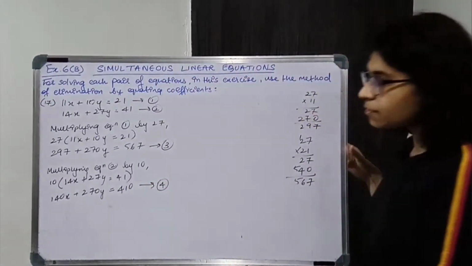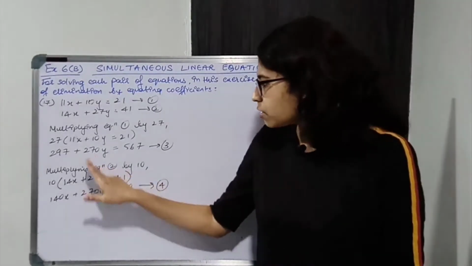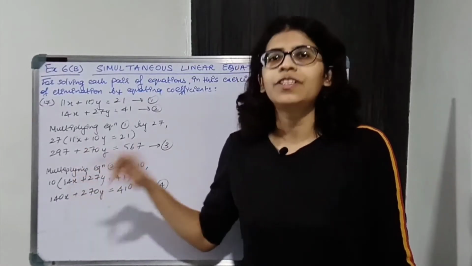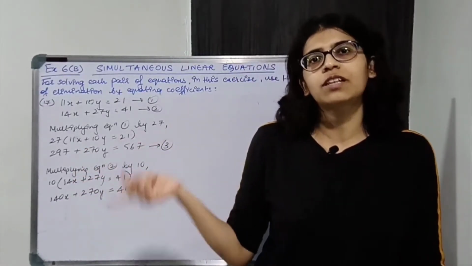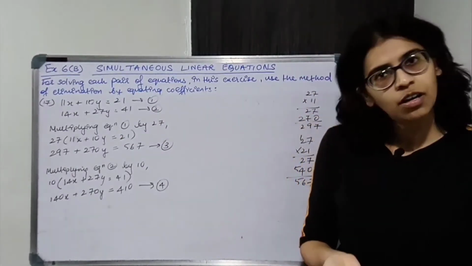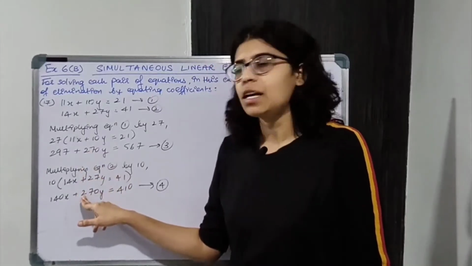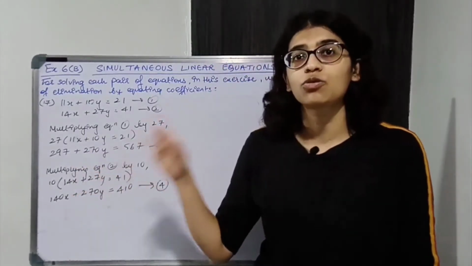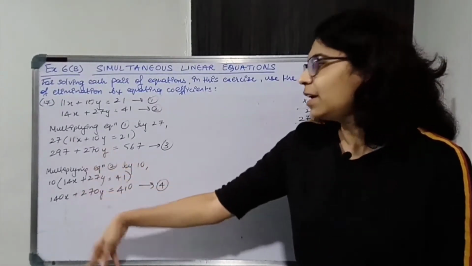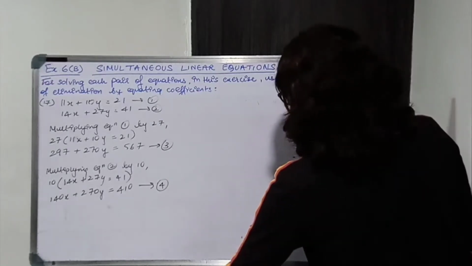Okay. Now third step, what we will do? Check the signs of the coefficient. Are they same? If they are same, you will subtract the equations. If they are different, that is opposite, you will add the equations. Okay, so here the signs are same, plus 270 plus 270, so you will subtract the two equations. Okay, so on subtracting, this will get cancelled. Okay, so let's subtract the two equations.